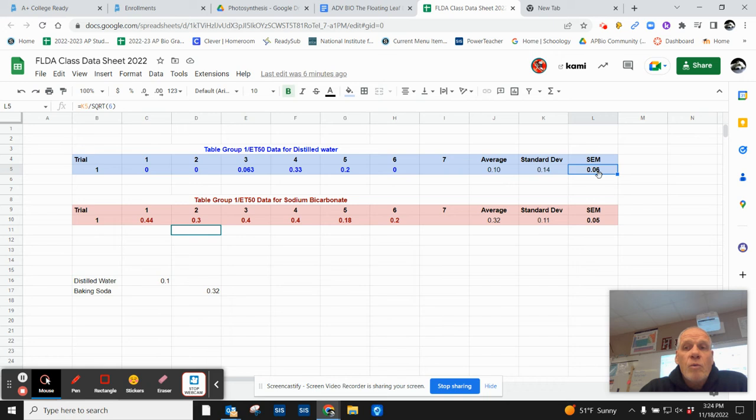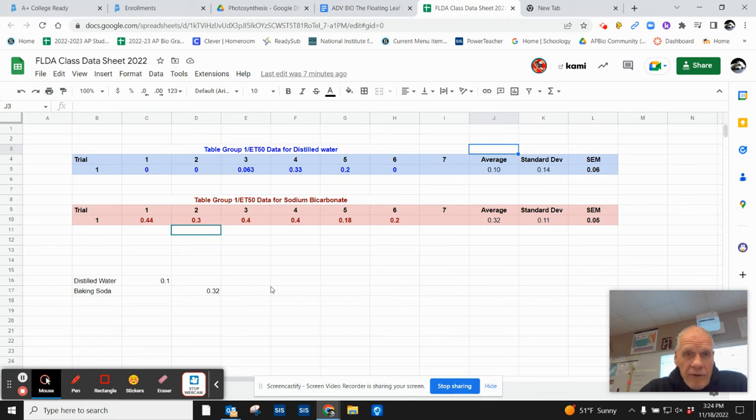That would be 0.12. So our error bars are going to go up to, our average was only 0.1 because we had some 0 up there. And so this is going to go up to 0.22 and down to basically 0, just below 0, a negative number. That would be our error bars that we could put on there.